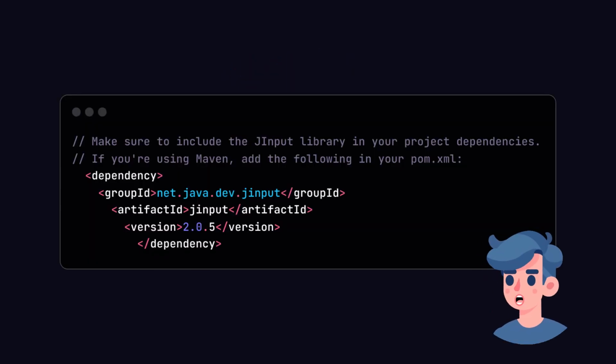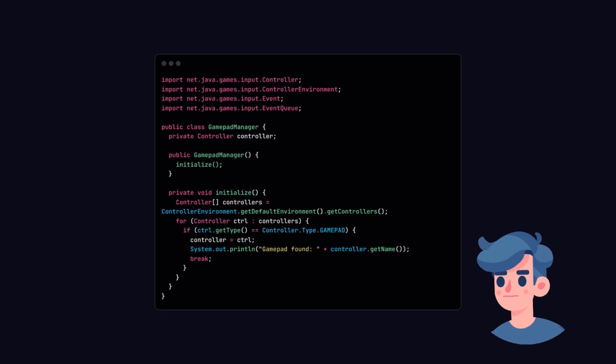The first step is to ensure that you have the right libraries for handling game controllers in Java. One popular option is the JInput library, which allows easy access to Gamepad events and states. Let's import this library into our project. Next, let's create a basic setup for our Gamepad listener. We can create a Gamepad Manager class to handle our game controller inputs. We will start by initializing the controller and listening for its events.